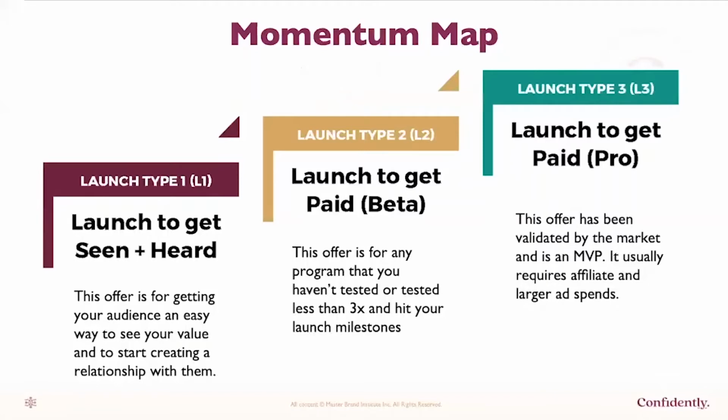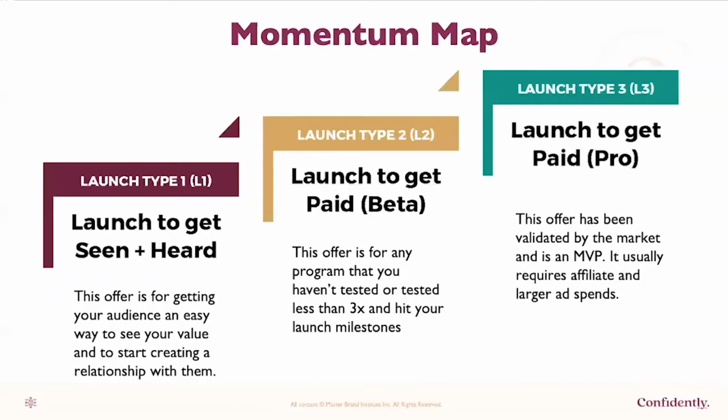What is the launch type 1 or L1? It is the launch that you use to get seen and heard. And basically, these are your lead magnets, your opt-ins, your freemiums, the thing that you're giving to people, the offer that you're giving to people that is free or low fee to get to know your brand and expertise. This offer is for getting your audience an easy way to see your value and to start creating a relationship with them. Launch type 2 or the L2 is the beta offer.